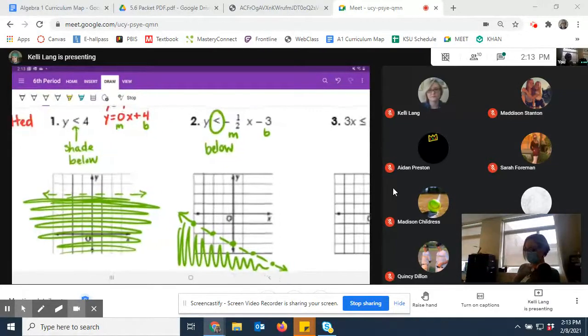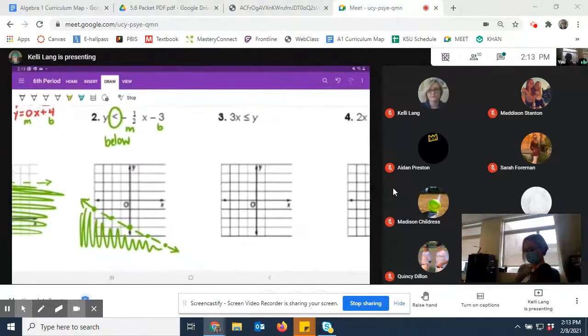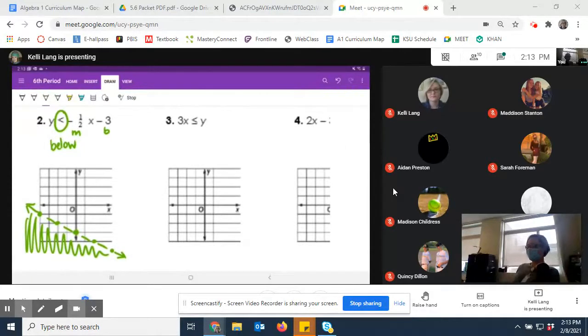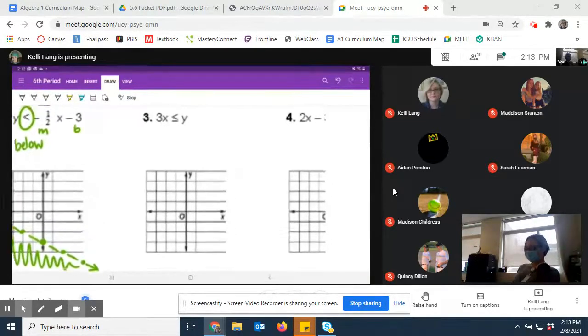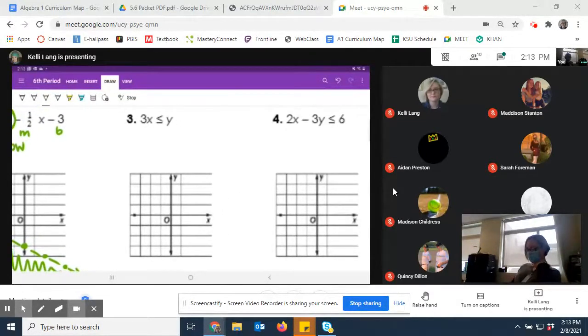All right, guys, I think we have time for example 3. So example 3 is the same type of problem, but there's something we have to do at the beginning. We're supposed to have y by itself on the left. We don't have that. We have y by itself on the right. So we need to rearrange this.